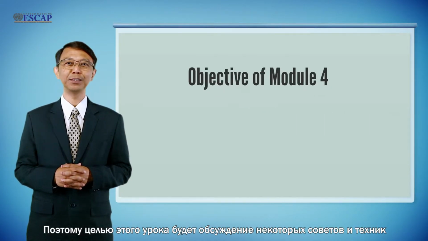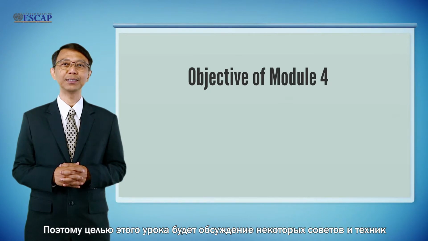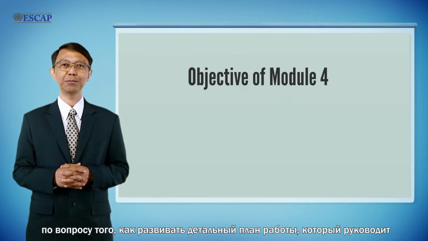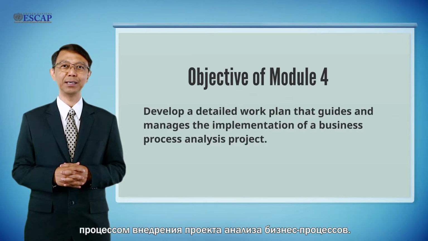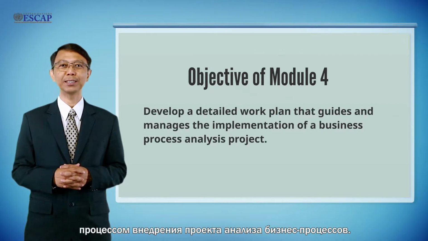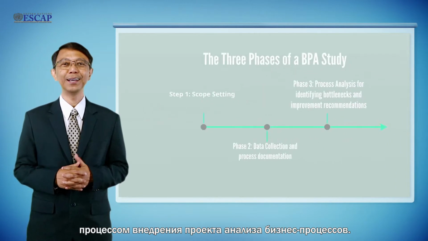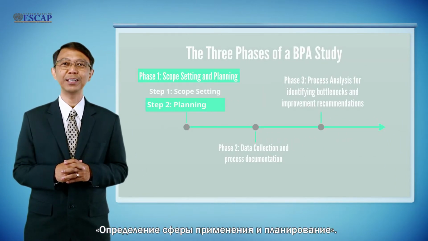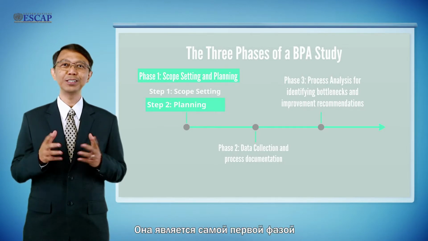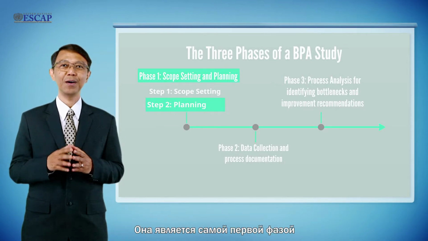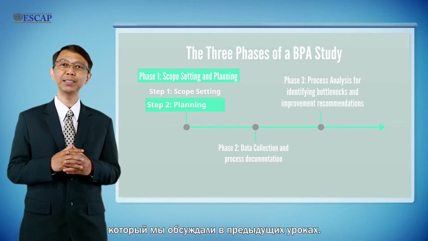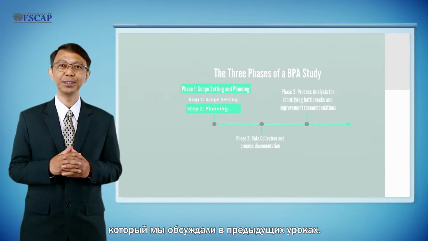Therefore, the purpose of this module is to discuss some tips and techniques on how to develop a detailed work plan that guides and manages the implementation of a business process analysis project. Reminding that we are now during phase 1, scope setting and planning, which is the very first phase of the 3 main phases for managing a BPA project as we discussed in the previous module.